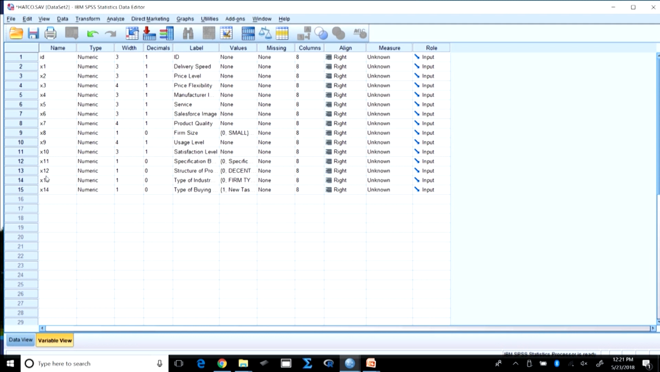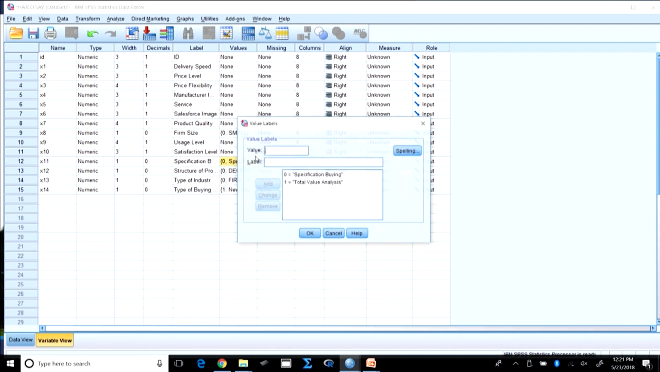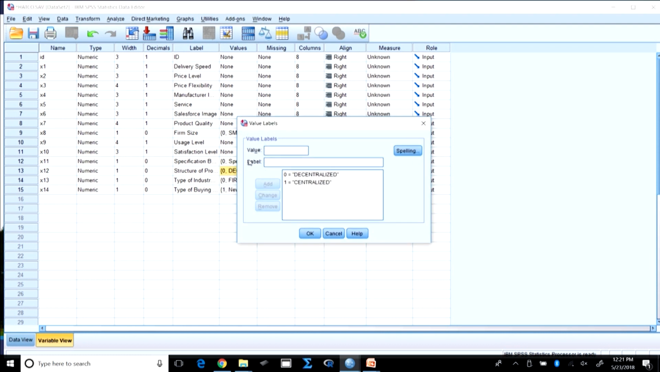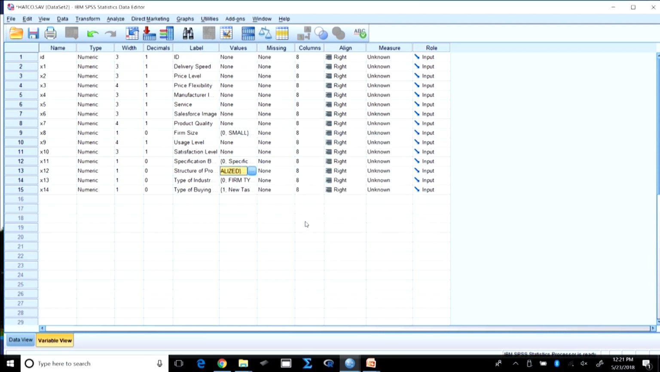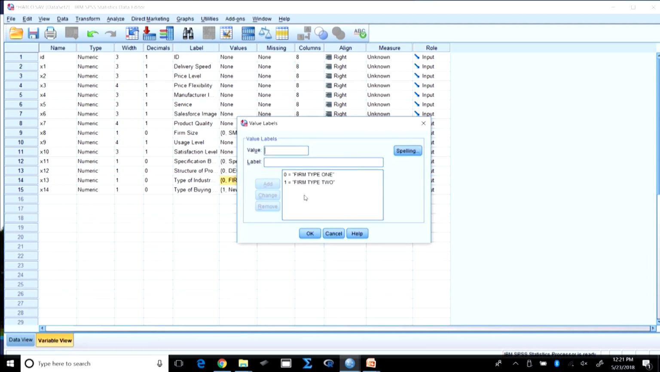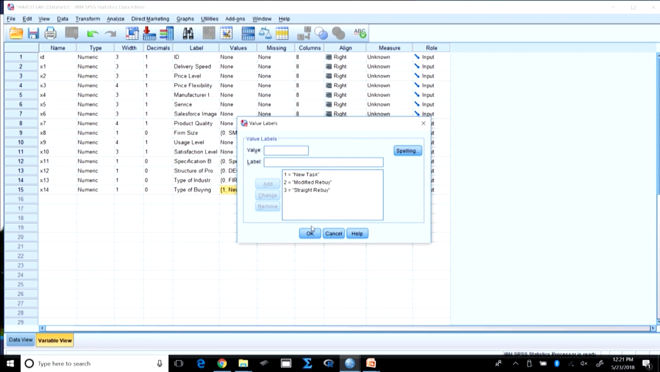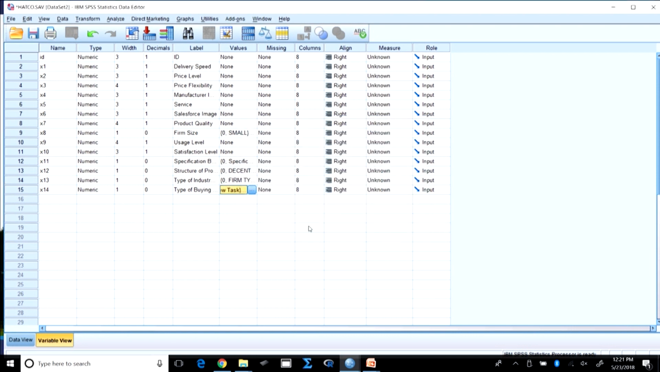Again, if you see x12, it is a categorical variable. X13 is again a categorical variable, which is firm type. So, you have some categorical variables in this case. X14 is also a categorical variable which has 3 categories: new task, modified rebuy, straight rebuy. If you have heard of the industrial buying process, we use this language. So, there are several variables.